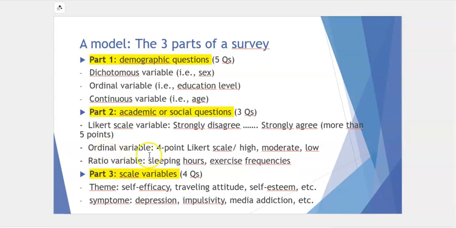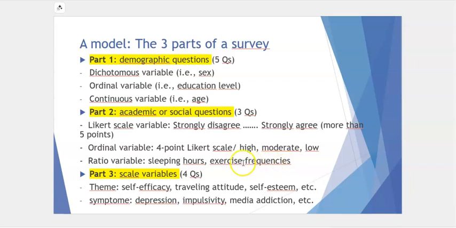And then the ordinal variable, so that is a 4-point scale. As I explained, like high, moderate, low, that can be used as a scale variable, but it will be an ordinal variable. And then a ratio variable means that an absolute zero point exists, such as sleeping hours or exercise frequency.